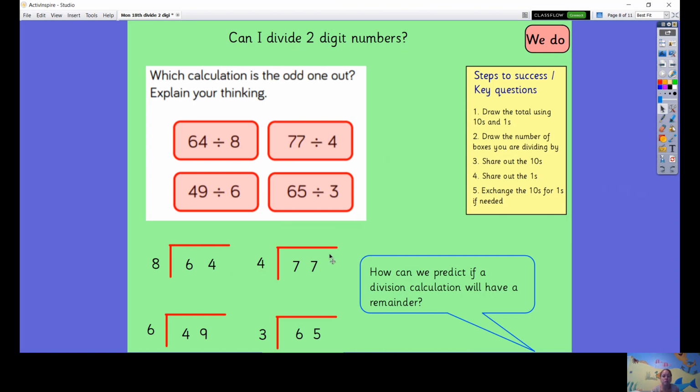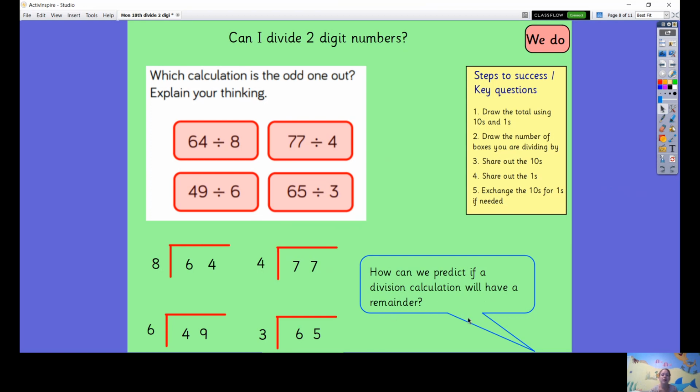I've written them as bus stop methods down here, because you might have to actually work out what the answers are before you can work out which is the odd one out, or you might be very clever and be able to predict which is the odd one out without even working out the answer. And this here is a little bit of a clue. How can we predict if a division calculation will have a remainder?